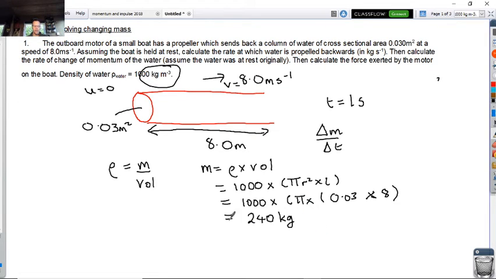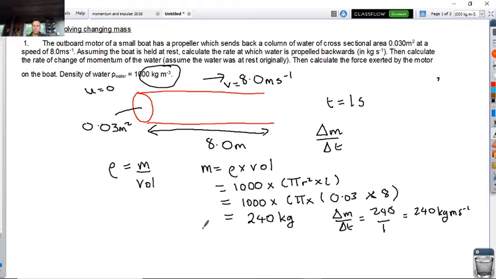Then that means your delta m over delta t is going to equal, because it's 1 second, 240 over 1, and therefore that's going to be 240 kilograms per second.